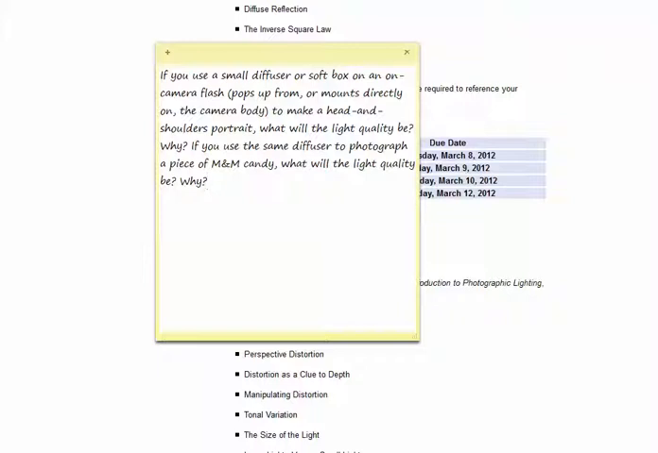So here's your question. If you use a small diffuser or softbox on an on-camera flash to make a head and shoulders portrait, what will the light quality be? Why? If you use the same diffuser to photograph a piece of M&M candy, what will the light quality be? What will the light quality be, and why?